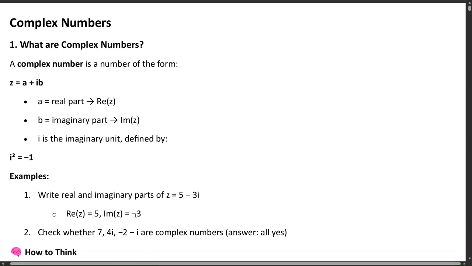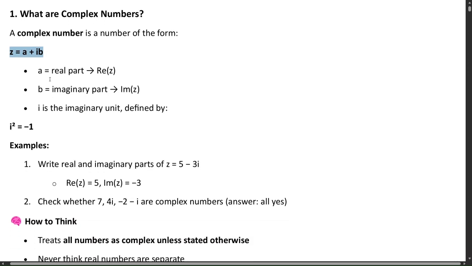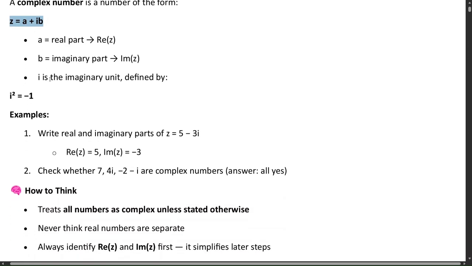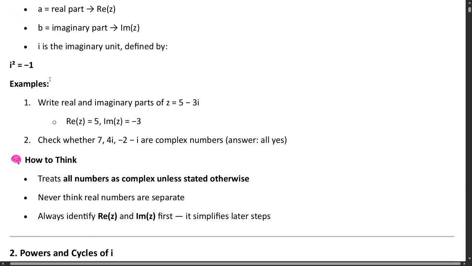A complex number is any number that can be written in this form: a plus ib. Here a is the real part and b is the imaginary part. The symbol i is the imaginary unit, which is defined by i squared equals minus 1. This definition allows us to solve equations like x squared plus 1 equals 0, which has no solution in real numbers. Every real number and every purely imaginary number is also a complex number.